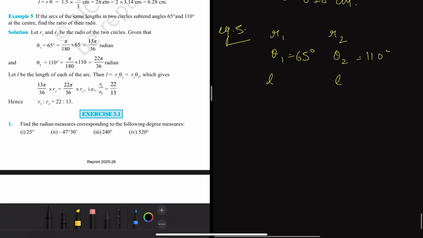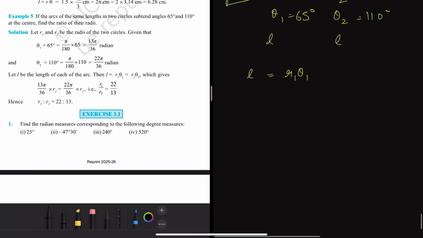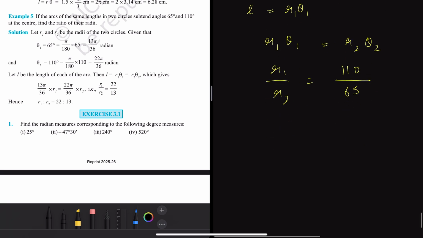So we know that length is equal to r into theta. Since the lengths are equal, r1 theta 1 is equal to r2 theta 2. So r1 by r2 we need to find. Theta 2 is 110 and theta 1 is 65, so this ratio is the required ratio. 5 1s are 5, 5 3s are 15, 5 2s are 10. So 22/13 is the ratio between r1 and r2.